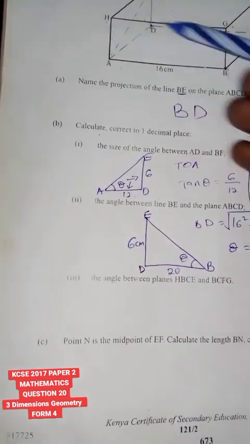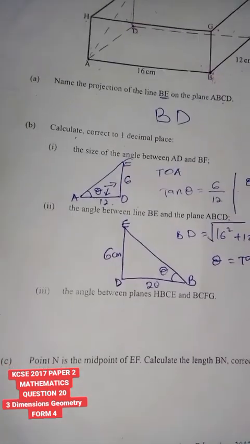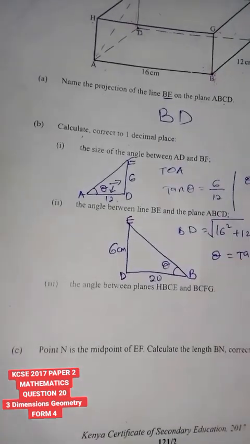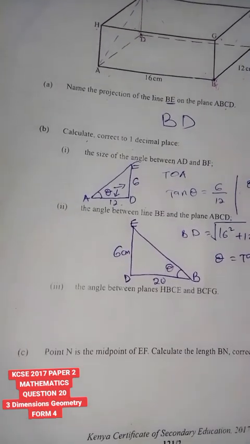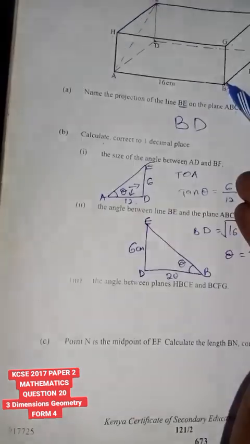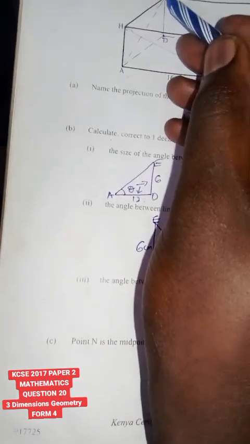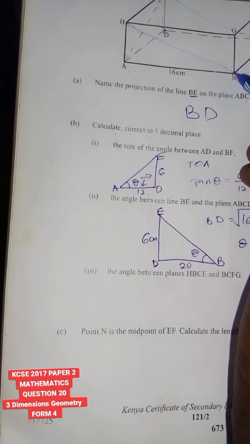The next part, you are told to find the angle between the plane HB, CE, and BC, FG. So the plane that cuts at around this point here, that's the plane that they want.